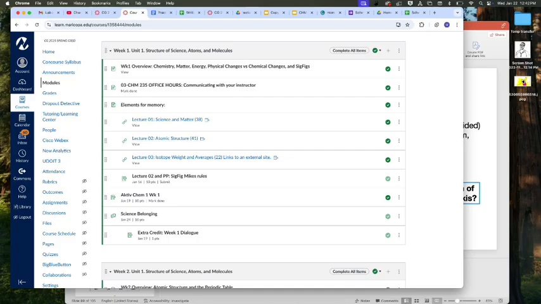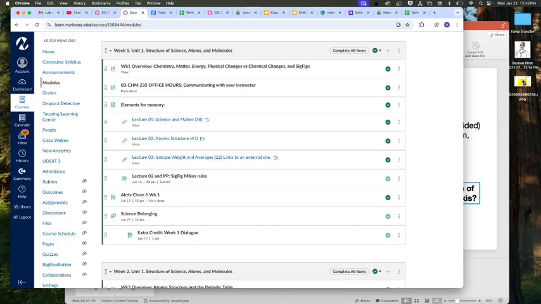Lecture 2, atomic structure. Now I go through the basics of what builds up atomic structure. Lecture 3, isotope weight and averages. I talk through all the calculations on how you would deal with isotope weight and averages.